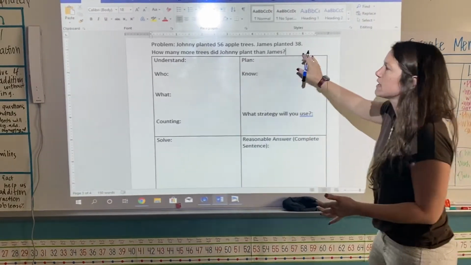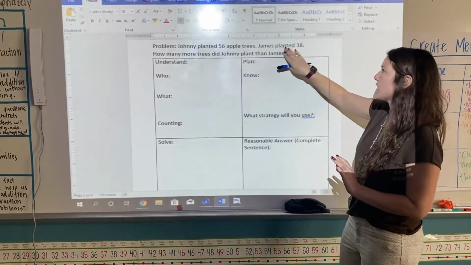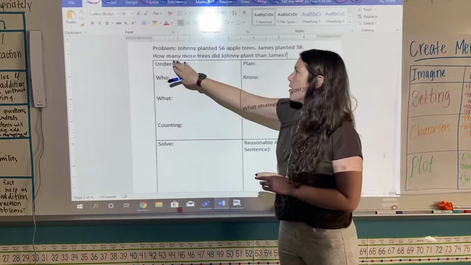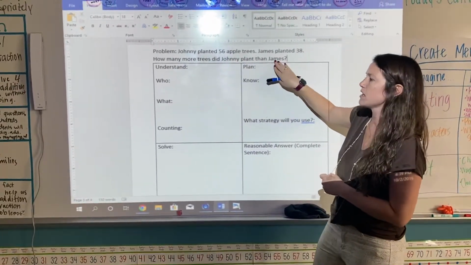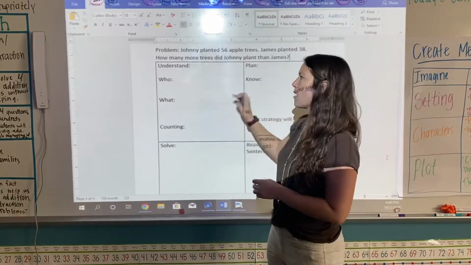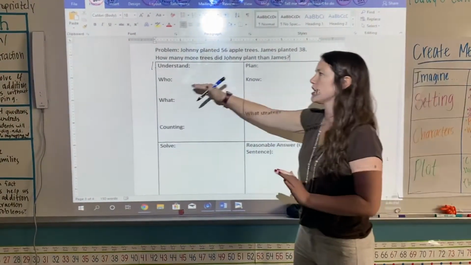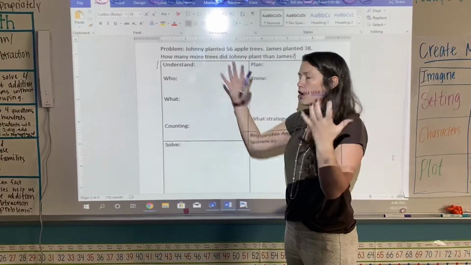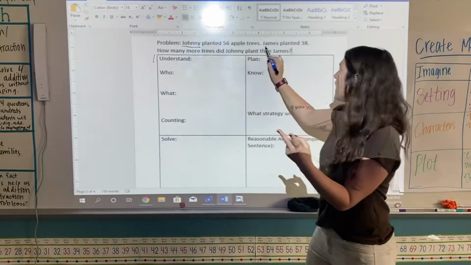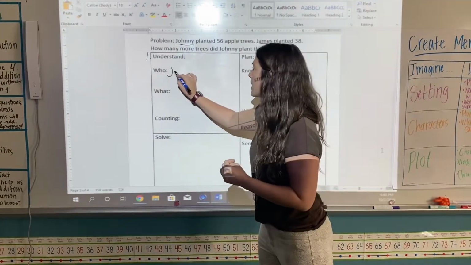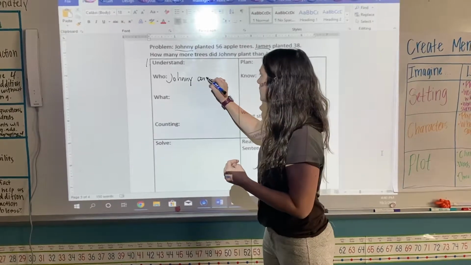So the problem is Johnny planted 56 apple trees, James planted 38. How many more trees did Johnny plant than James? So we're going to start with this box first. This is box number 1. Understand. We want them to understand the problem. So we're going to take it down to who in the problem. Well, we have two who's in this problem, Johnny and James. So right here where it says who, I'm going to write Johnny and James.